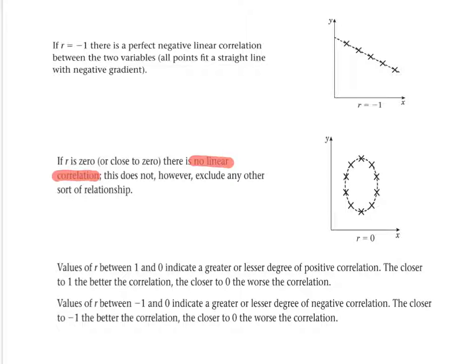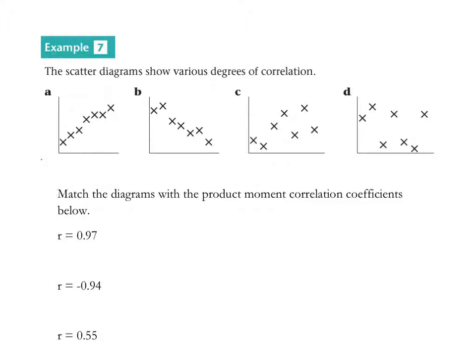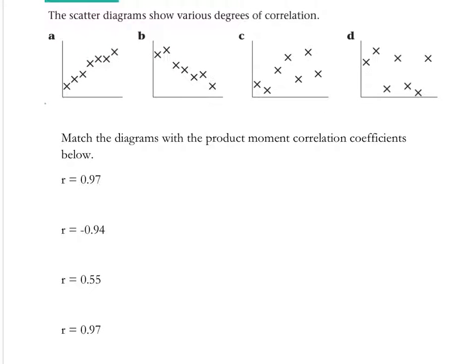Let's look at example 7 and see if we can see what's happening here. I think there might be a little bit of a typing error on the last one here, and I think that should actually say minus 0.31. So what we've got to do is match the diagrams with the product moment correlation coefficient. So remember, we abbreviate that to PMCC.